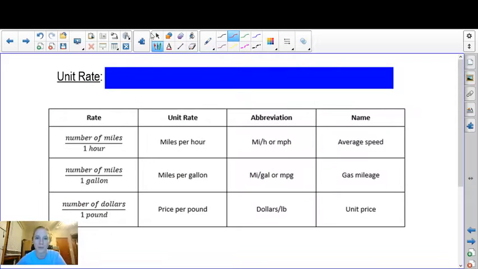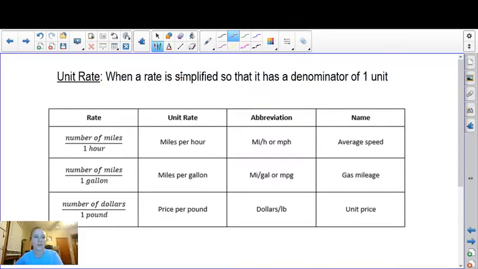So what is a unit rate? A unit rate is when a rate is simplified so that the denominator has a unit of 1. So this looks like number of miles over an hour, so miles per hour. We kind of talked about that already. We abbreviate it as MI per hour or MPH, and that's what we call our average speed. So when you see your car, I said my explanation color is blue, like your 65 would be your miles per hour. Your average speed is 65.